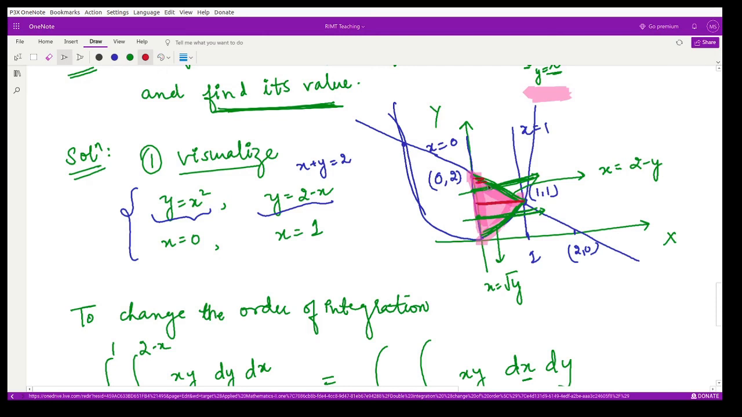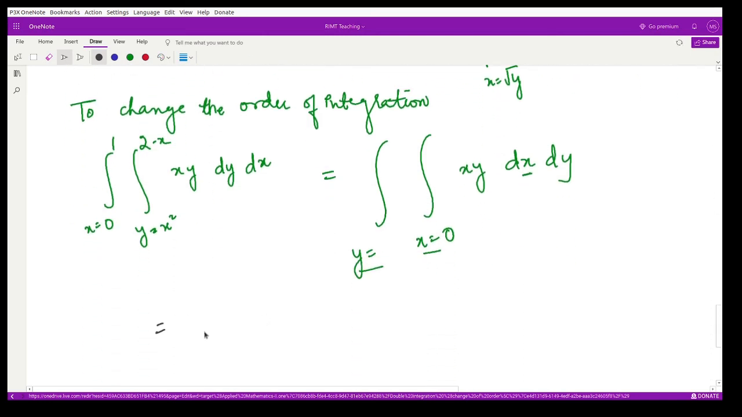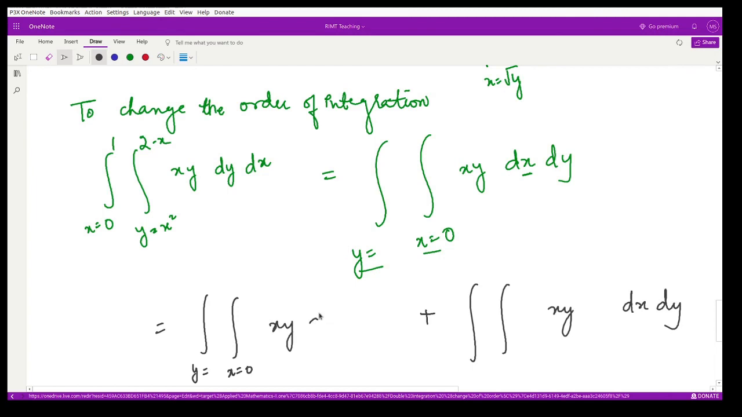So this one is the upper region, say your region number 1, and this part is, say, your region number 2. So according to that, we divide our integration here. So it would be integration, the limits of y and the limits of x from 0 to something, plus again the function as such, dx dy.